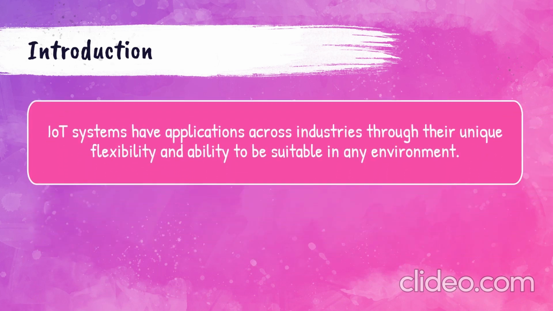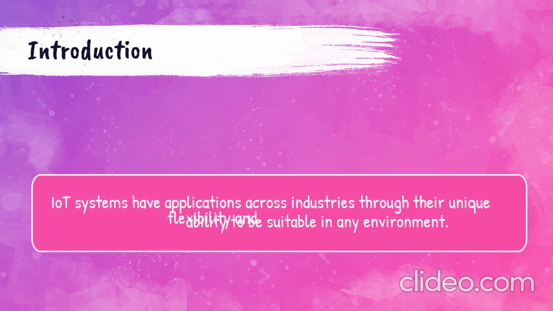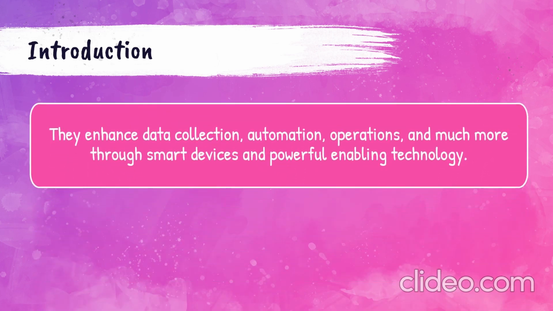IoT systems have applications across various industries through their unique flexibility and ability to be suitable in any environment. IoT is not made for, or applicable to, a particular domain. It has an application over all the areas. IoT applications enhance data collection, automation, operations, and much more through smart devices and powerful enabling technology.